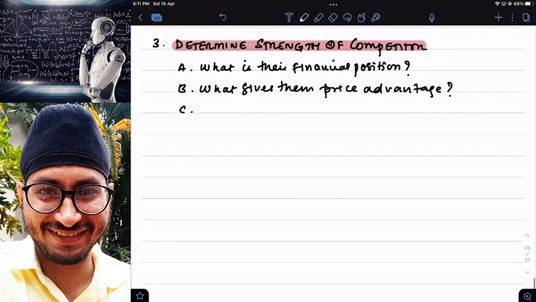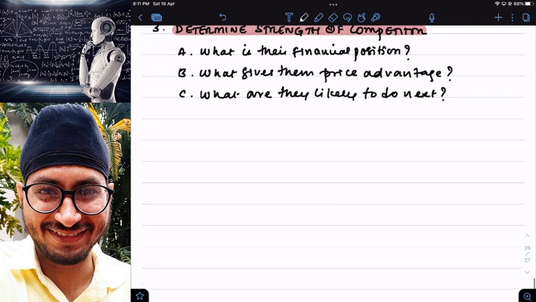Then I will also try to understand what are they likely to do next. What are they likely to do next means what is the next plan of my competitor. Clear? Because if I don't understand the next move of my rival, it becomes very difficult for me to analyze my plan. And then how strong is their distribution network?